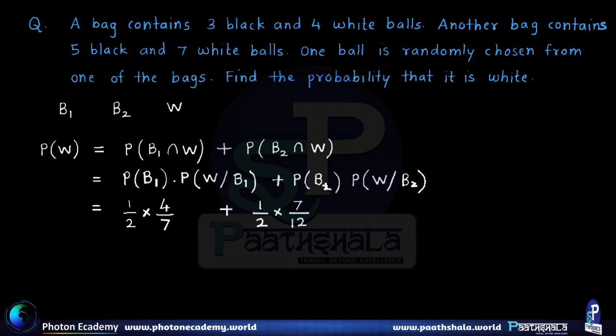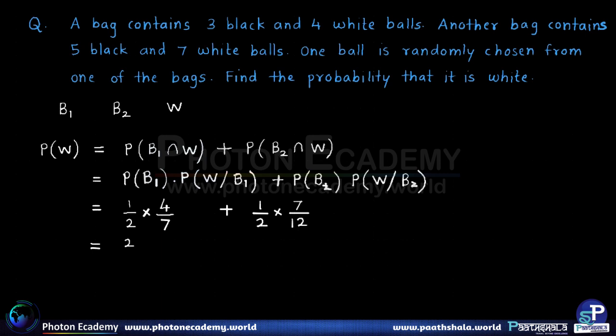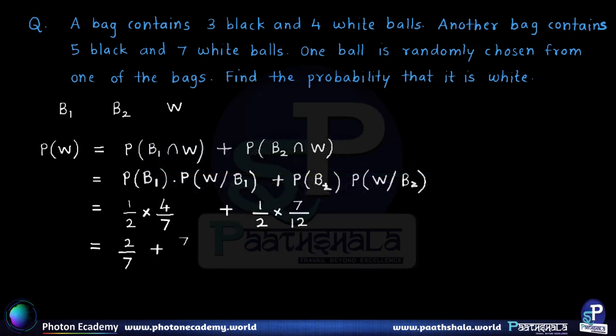So therefore on adding, we can cancel 2 with 4 and that will give us 2 by 7 as the final answer of the first term. And in the second term we have 7 divided by 24. So the LCM is 24.